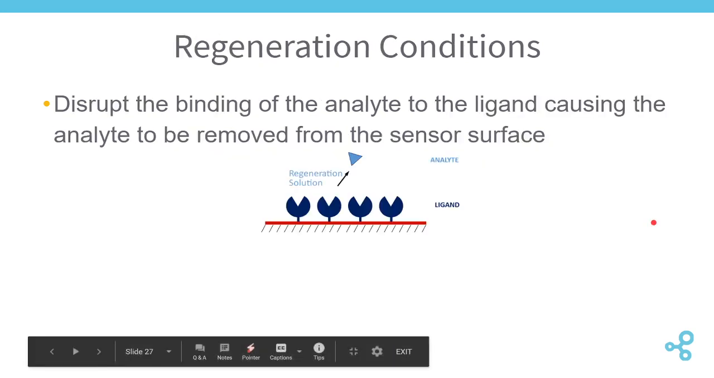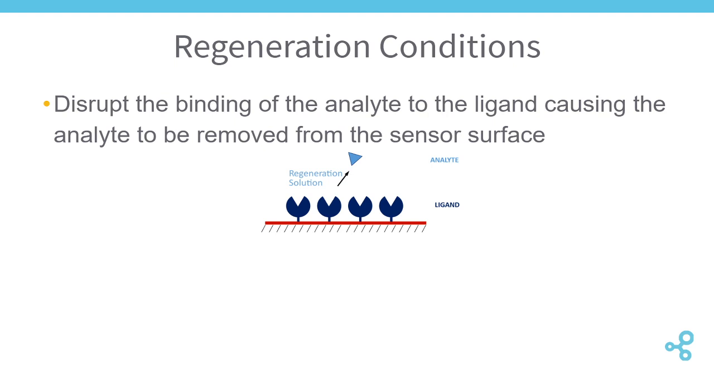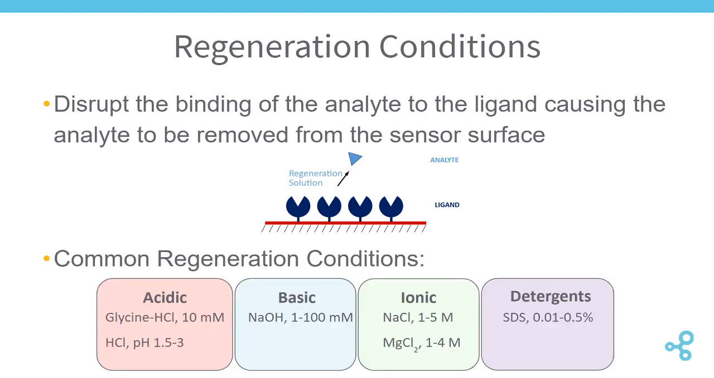So what kind of regeneration conditions are we going to use? Well, what we want to make sure is that whatever one we do choose, it disrupts this analyte-ligand binding and removes it from the surface. Again, this is so that we can have the same number of ligand binding sites available. And for this to occur, there are quite a few different regeneration conditions that can be used, and these will all depend on the interaction of your analyte and your ligand. So again, it'll come down to what type of interaction is occurring.